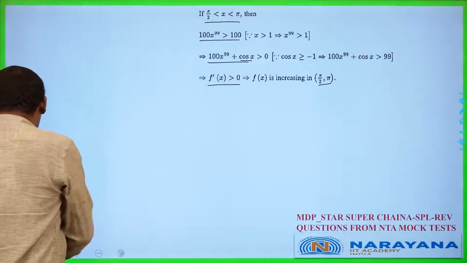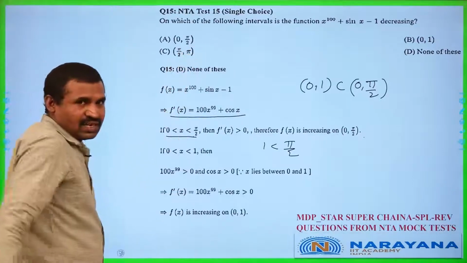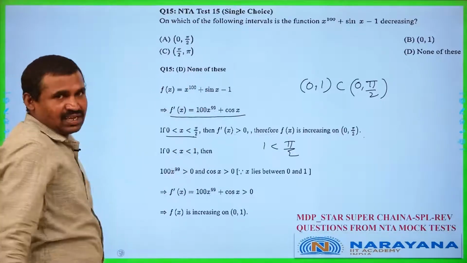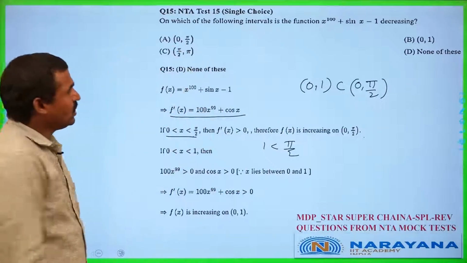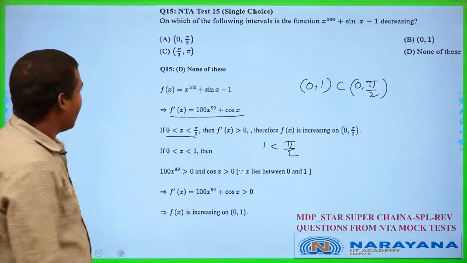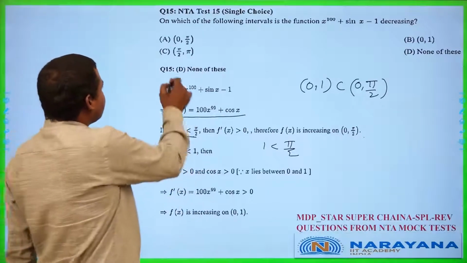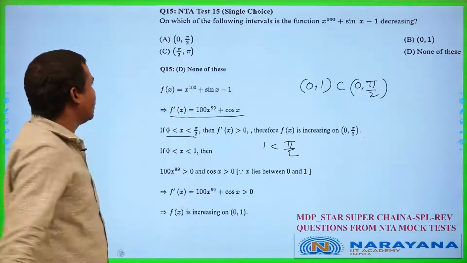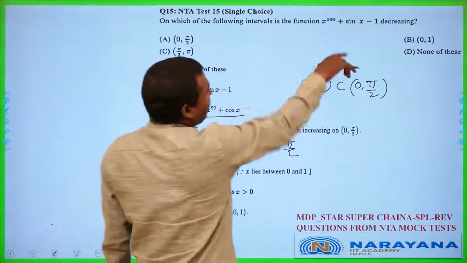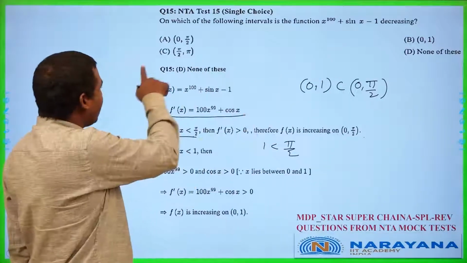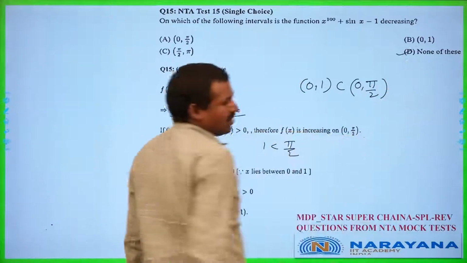So, if you check the options, in 0 to pi by 2 f dash x is greater than 0, so it is increasing there, and 0 to 1 is a subset of 0 to pi by 2, so in 0 to 1 also it is increasing. In pi by 2 to pi, f dash x is greater than 0, so f of x is increasing. Here you have to find the intervals in which f of x is decreasing. In the given intervals it is increasing, so none of these is the right answer.